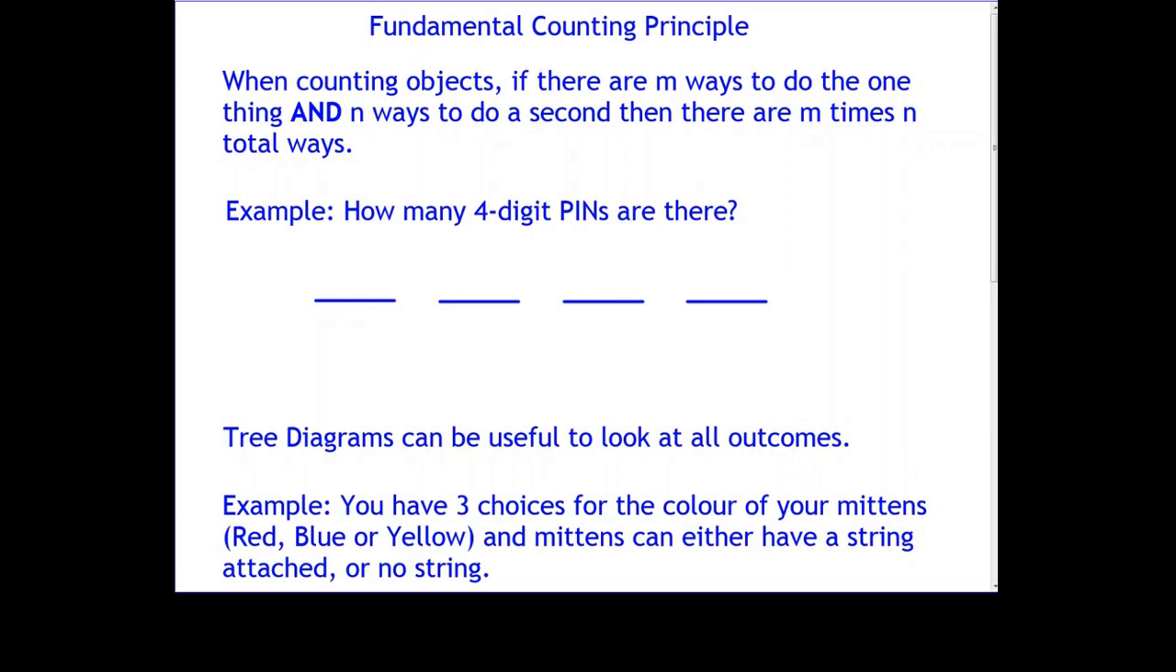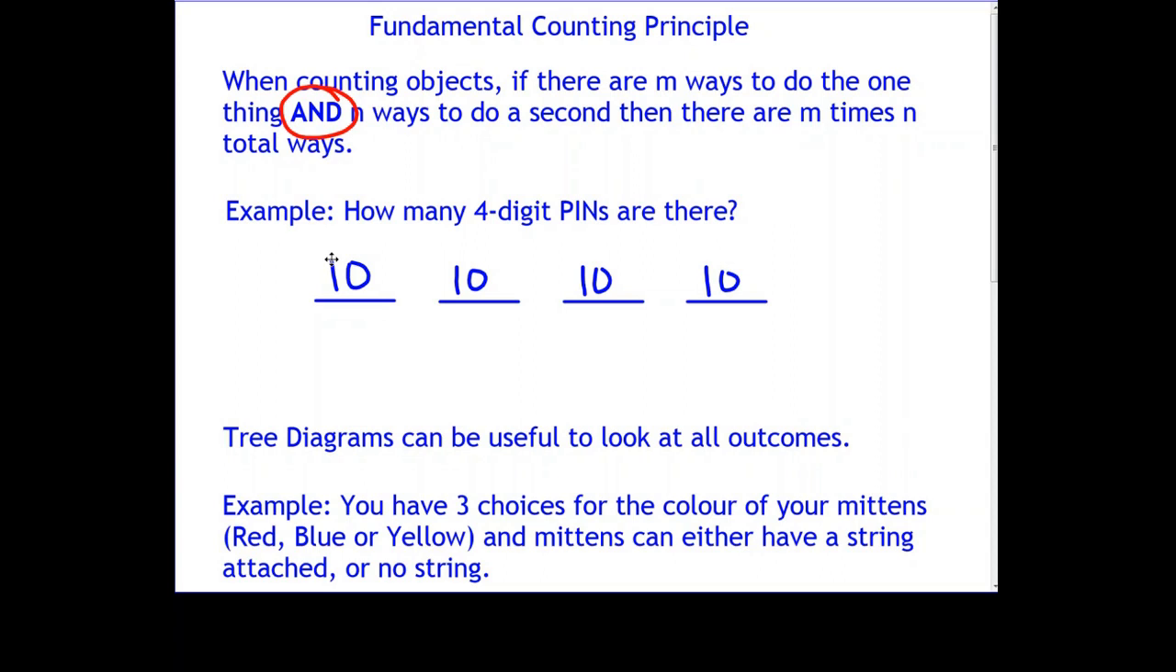So let's look at the possibilities. For each digit here, there are 10 different options. For the first digit, we can have the numbers from 0 to 9. That's 10 digits. 1 to 9 is 9, plus the 0 gives us 10. The second digit could be 10 different possibilities. The third could be 10 possibilities. And the last can be 10 possibilities. We want to have a first digit and a second digit and a third digit and a fourth digit.